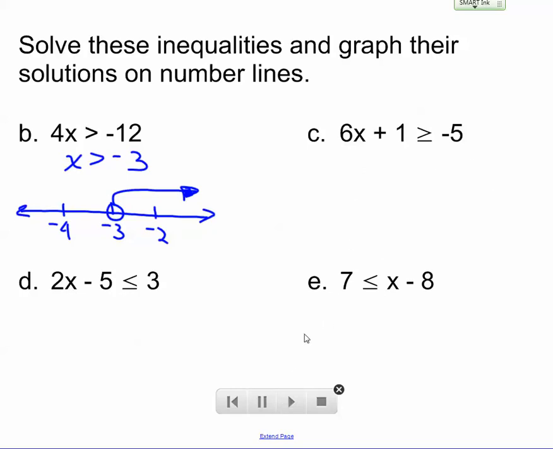Okay, let's move on to C here. I'm going to subtract 1 from both sides of this inequality. I'll get 6x is greater than or equal to -6. And I'll divide both sides by 6. And I'll get x is greater than or equal to -1. I'm going to graph that. Here's my number line.